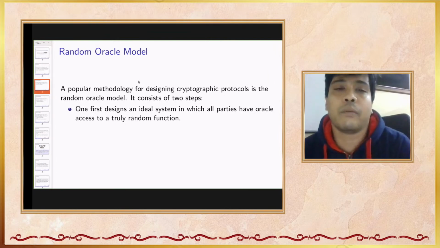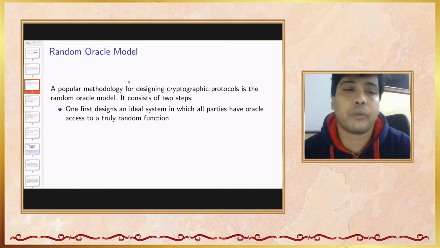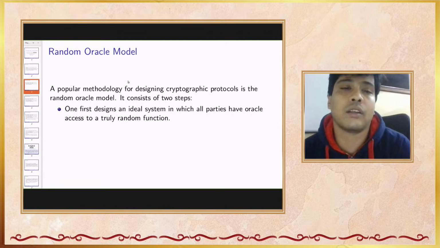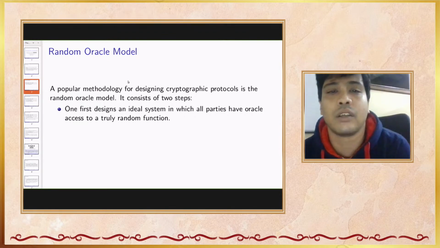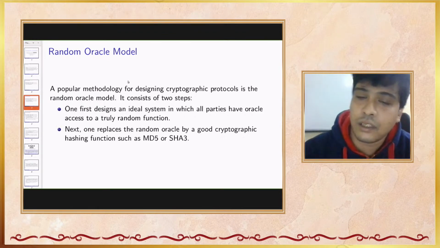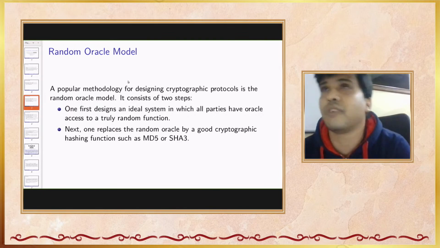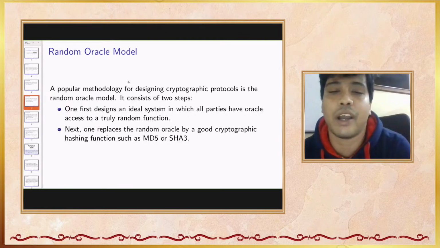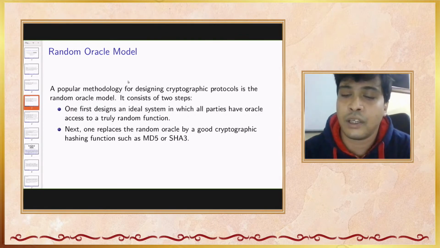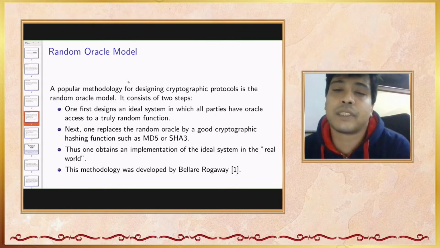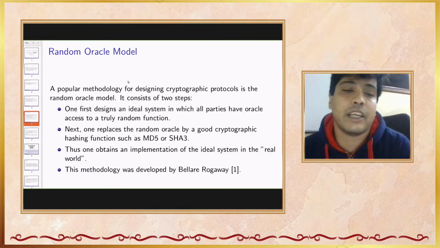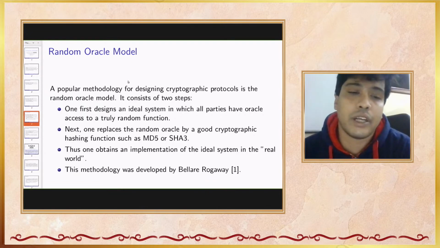Now, a popular methodology for designing cryptographic protocols is the random oracle model. At first, we design an ideal system in which all parties have oracle access to a truly random function. And then we replace the random function with a good cryptographic hash function, such as MD5 or SHA-3. In this way, we can basically replace the ideal system in the real world. Bellare and Rogaway developed this method.